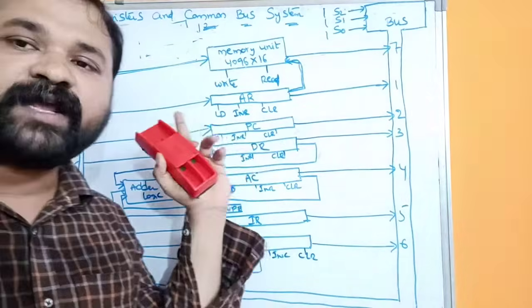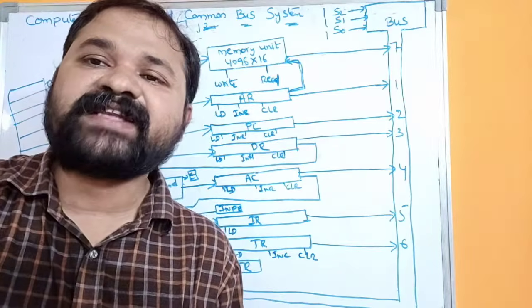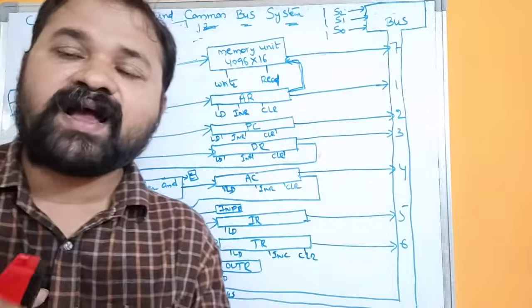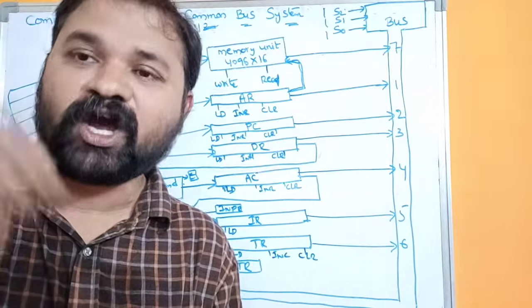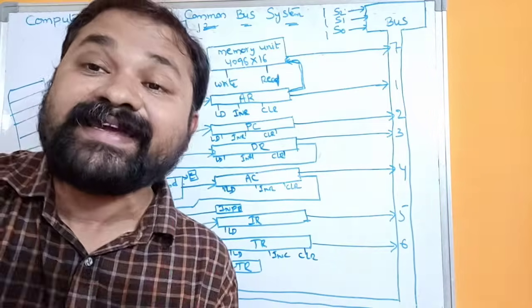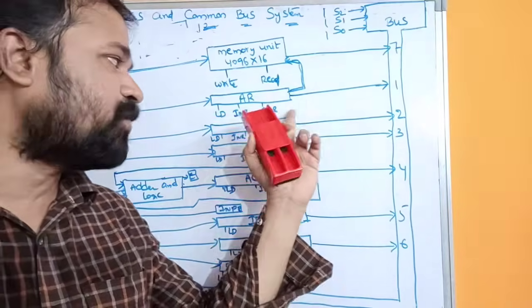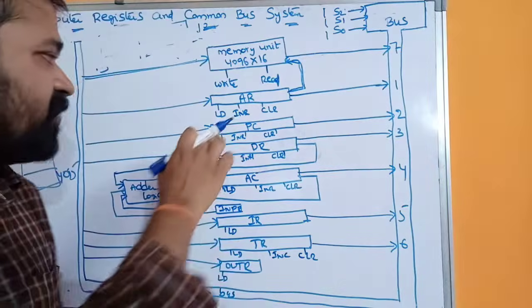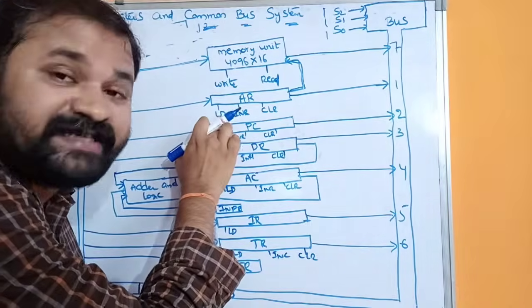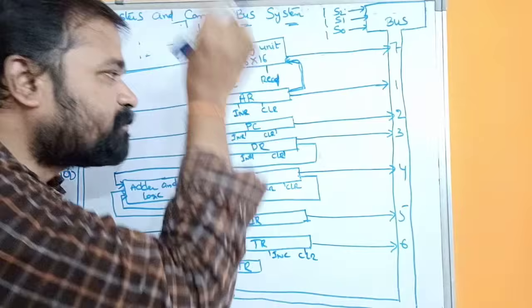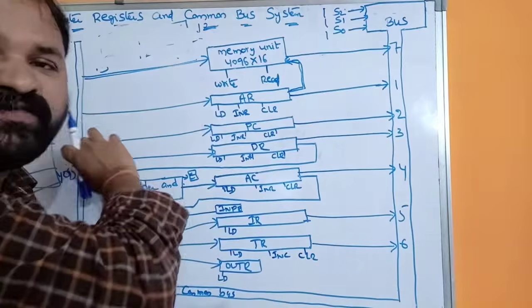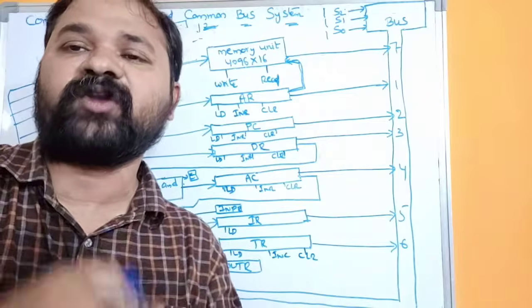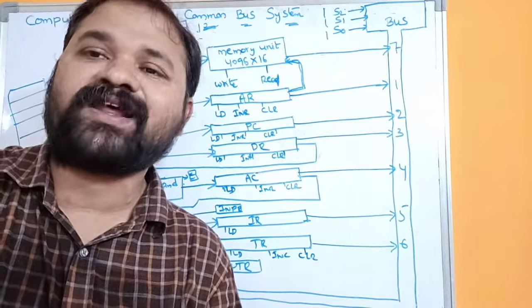The first control input is LD. LD stands for load. Second control input is INR, or we can use INC also. INR stands for increment. The third control input is CLR. CLR stands for clear. Whenever the load control input is enabled, then that particular register receives information from the bus. It is just like parallel load capability. Every register will have some parallel load capability.